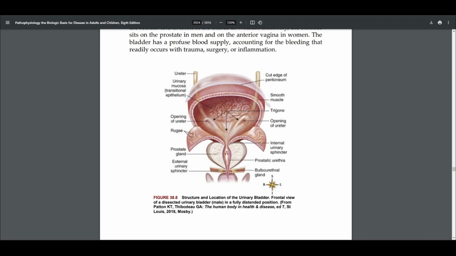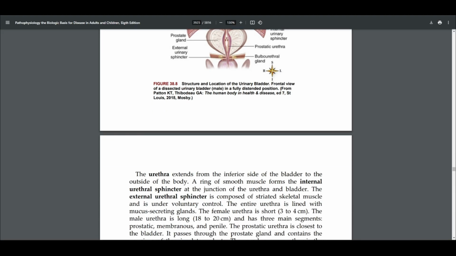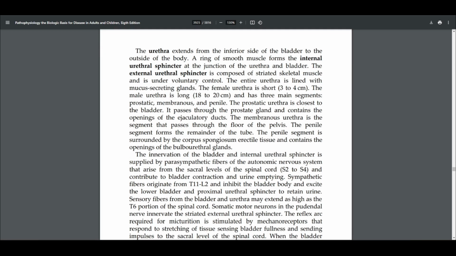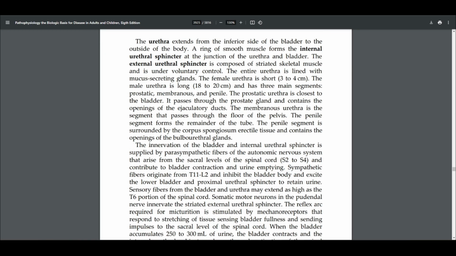So here we're taking a look at the structure and location of the urinary bladder. The frontal view of a dissected urinary bladder, male, in a fully distended position. The urethra extends from the inferior side of the bladder to the outside of the body. A ring of smooth muscle forms the internal urethral sphincter at the junction of the urethra and bladder. The external urethral sphincter is composed of striated skeletal muscle and is under voluntary control.